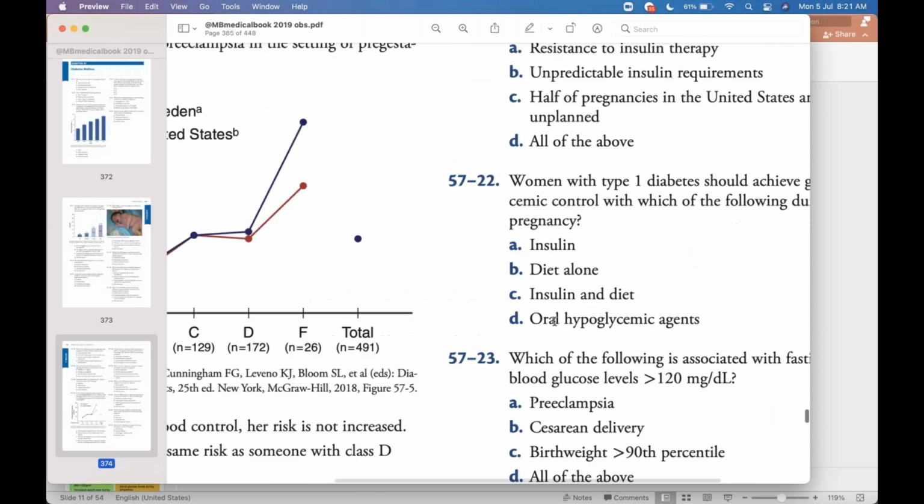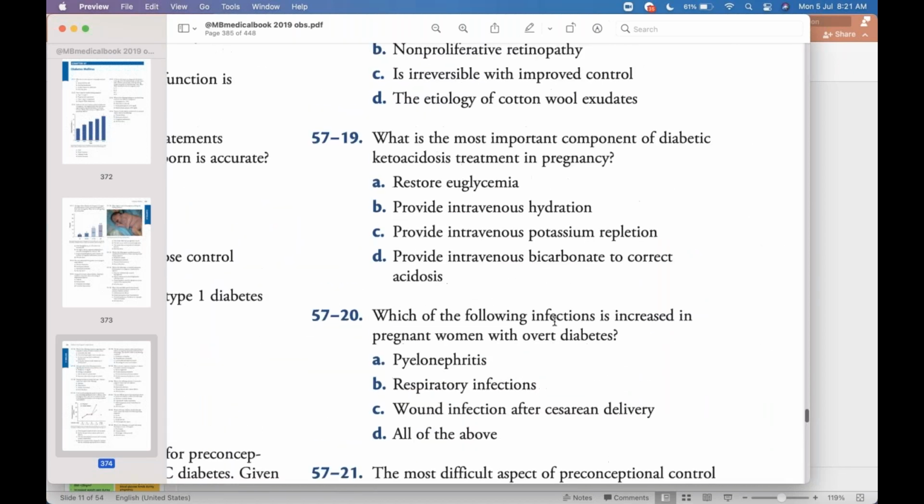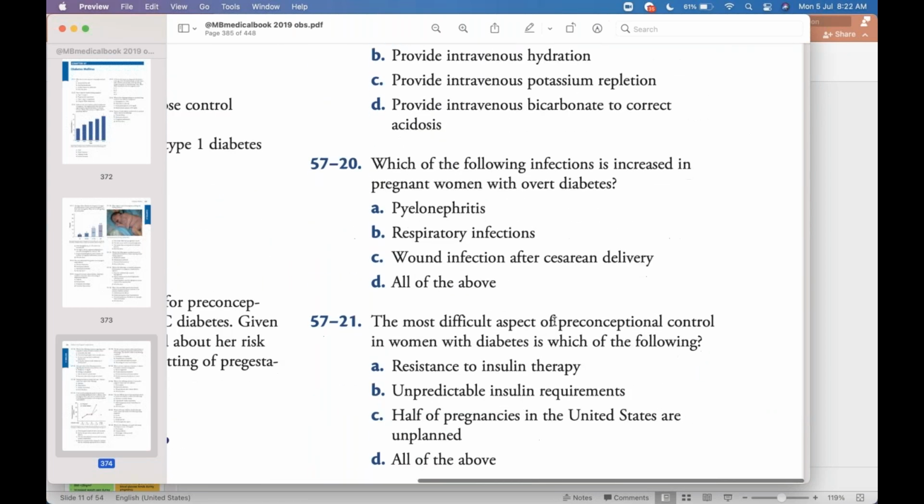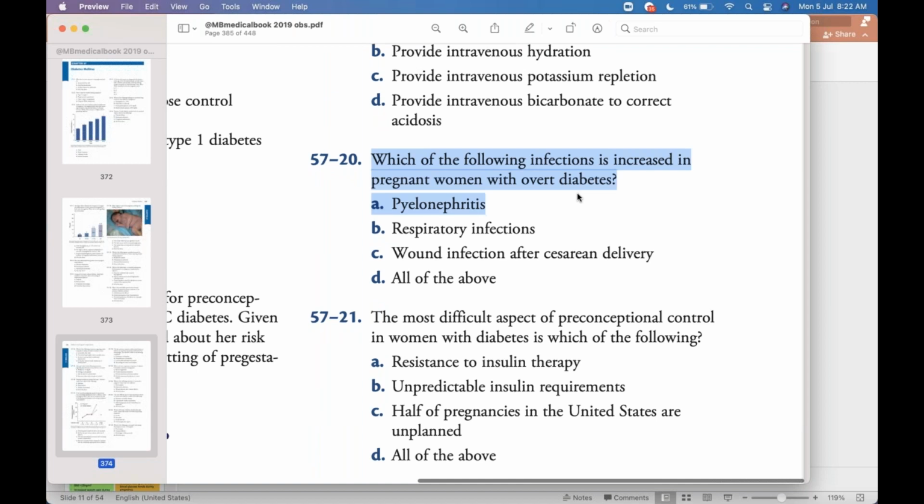Another question which was important is, okay, I think we are good to go. Which of the following infections increase in pregnancy with overt diabetes? Tell me this question, 20th question. Which of the following infections are increased in a patient with overt diabetes? All, absolutely right.